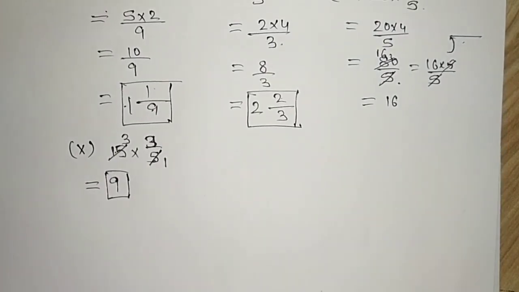I have solved 7 parts for you. That means 3 parts are remaining. That is 6, 7 and 9. You have to do those on your own.